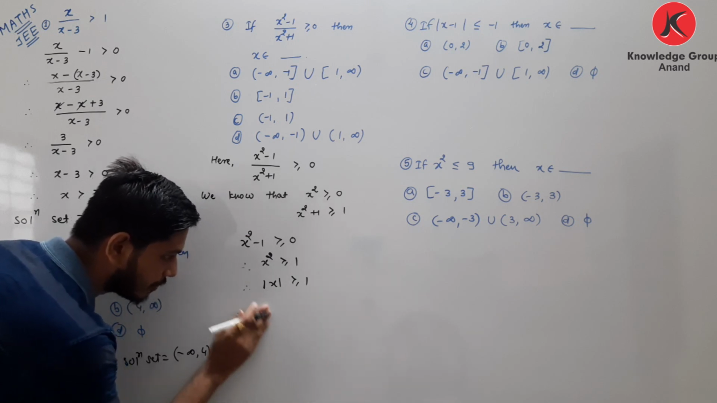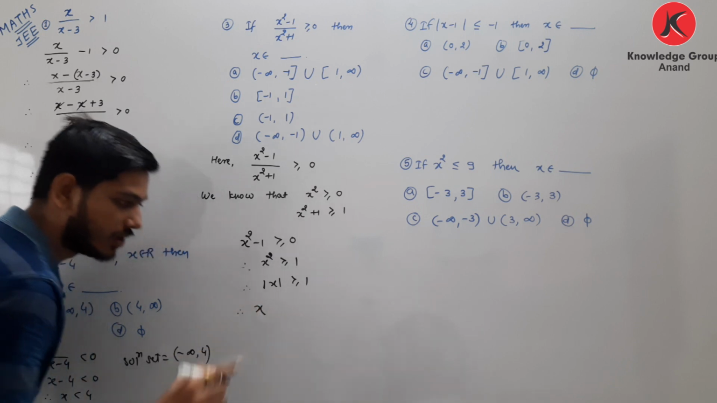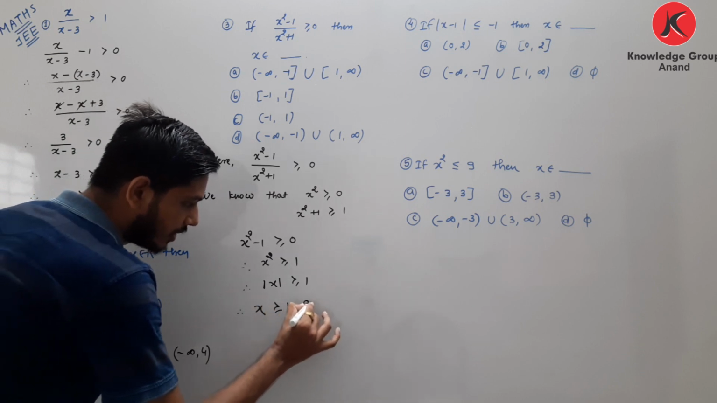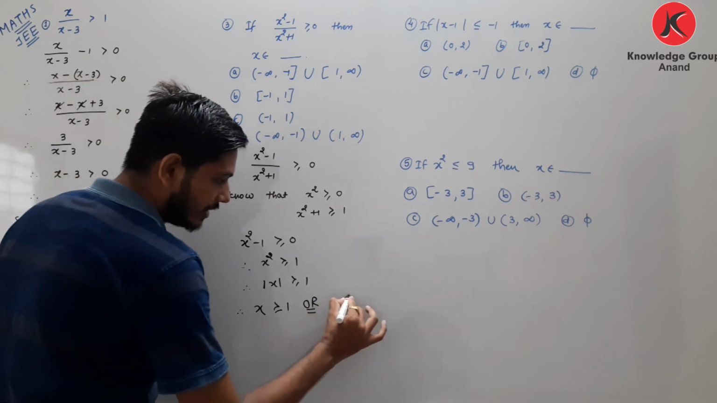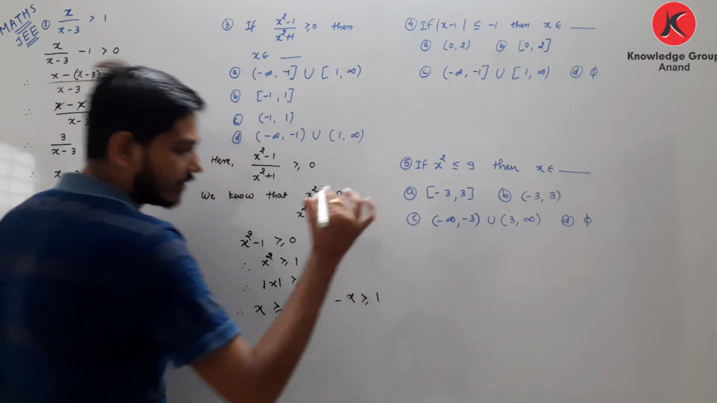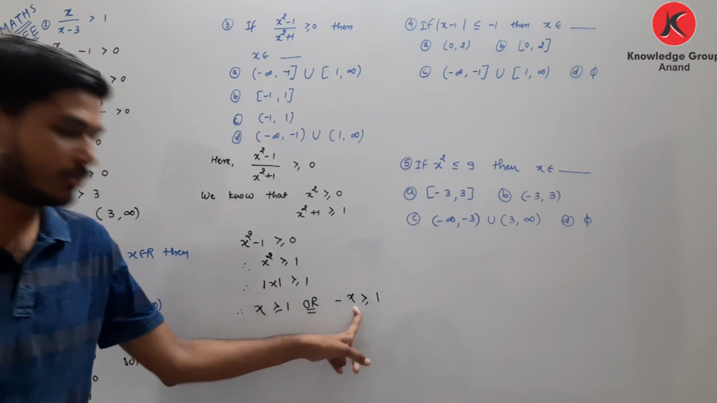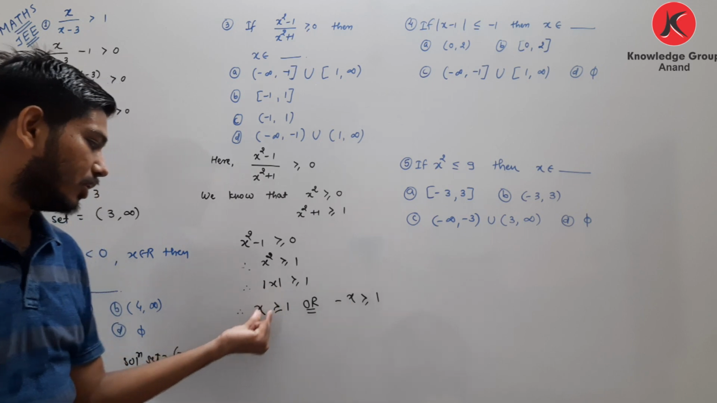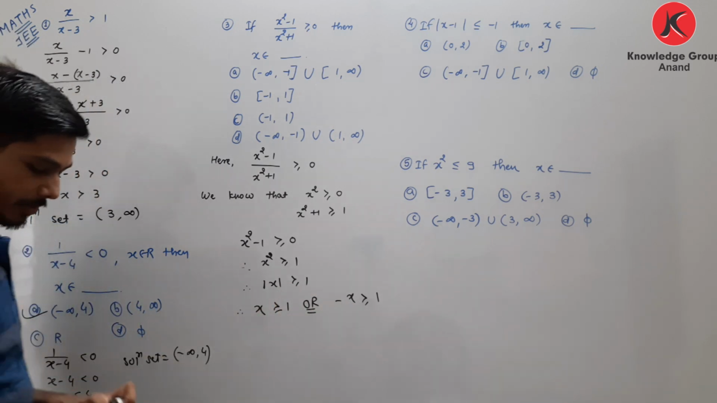When we remove the modulus, then first one is positive x greater than equals to 1 or the second case minus x is greater than equals to 1. Okay, there are two possibilities to get the modulus, plus and minus. Okay, now simplify this solution.